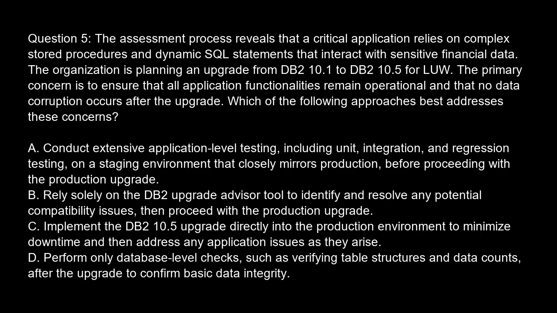Option A. Conduct extensive application-level testing, including unit, integration, and regression testing, on a staging environment that closely mirrors production before proceeding with the production upgrade. Option B. Rely solely on the DB2 Upgrade Advisor tool to identify and resolve any potential compatibility issues, then proceed with the production upgrade. Option C. Implement the DB2 10.5 upgrade directly into the production environment to minimize downtime, and then address any application issues as they arise. Option D. Perform only database-level checks, such as verifying table structures and data counts, after the upgrade to confirm basic data integrity.